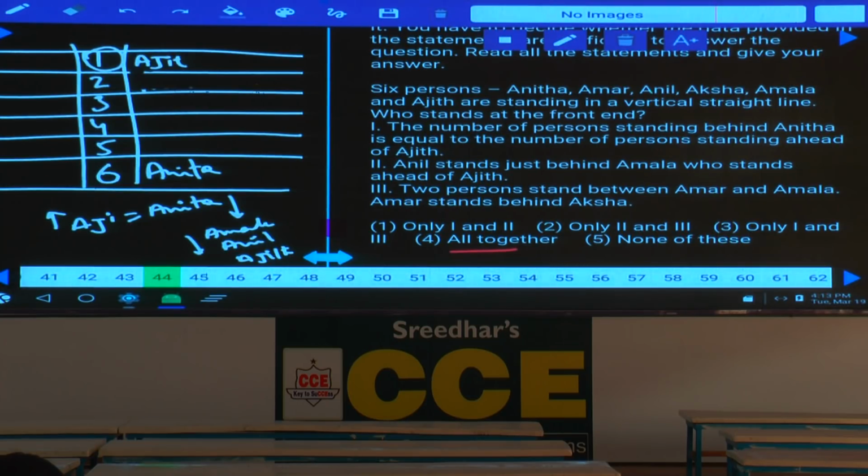Anil stands behind Amala. If Amala is here, then Anil is here, and 2 persons between Amar and Aksha. Aksha will be here. Then who is the other person left over? The other person is Ajit. Ajit will be here. Ajit is done, isn't it? Number of persons ahead of Ajit.